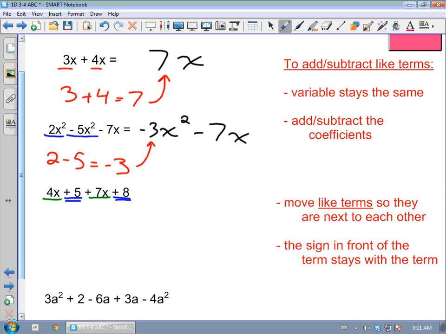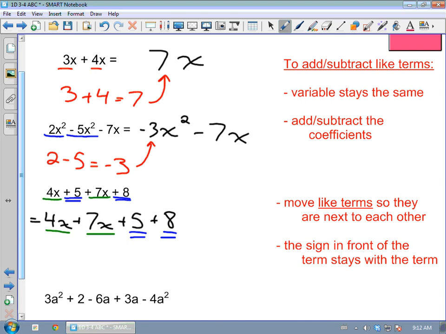One thing that can be helpful while you're doing these is to move the like terms so that they're next to each other. So I'm going to move my terms so that my 4x and my 7x are next to each other. And when I move them, this sign that is in front of the term stays with that term. So this is going to be 4x and positive 7x. And then I'm going to have positive 5 and positive 8. Okay. And sometimes this just makes it a little easier to add your like terms together.